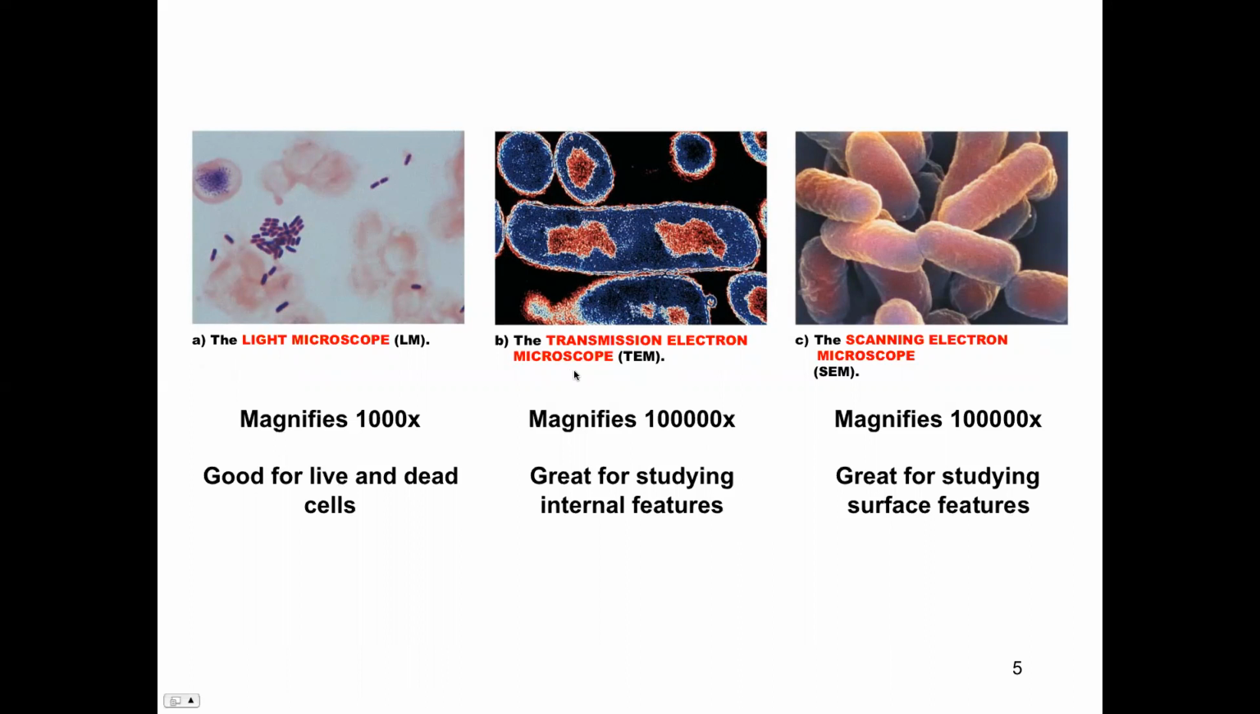This is not using light now, it's using electrons. You can see the magnification goes up tremendously, 100,000. Same thing with the scanning EM. Now with these, you can't study living cells, so this is the problem. But you can really see surface details with the scanning, and with the transmission you can really see the internal structures really well, which you don't get from the light microscope because the structures are still not magnified to the same extent.